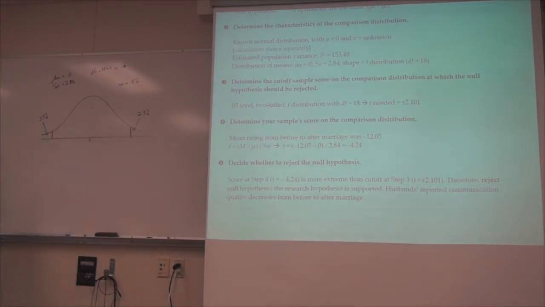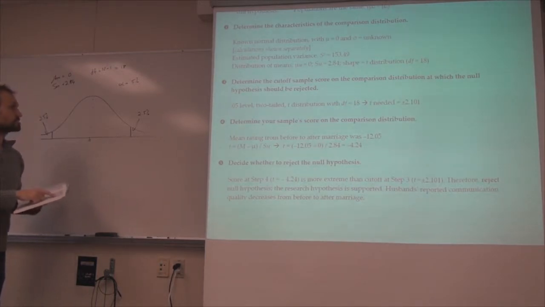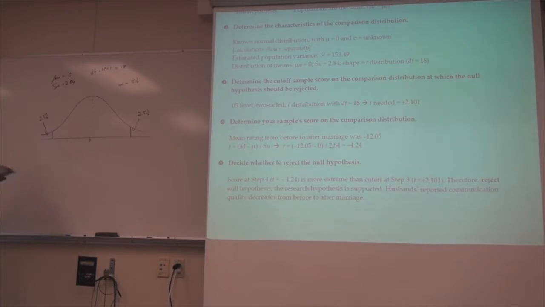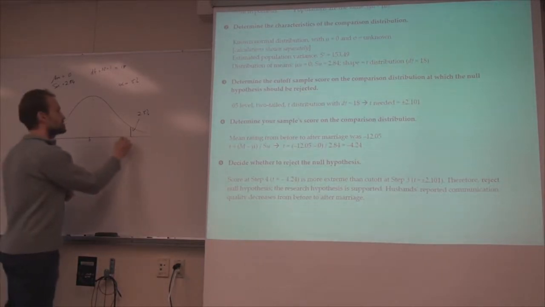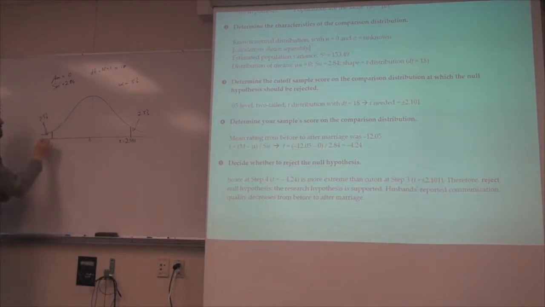I'm looking at a two-tailed test. So the right side, the middle column, two-tailed test for 0.05. Degrees of freedom is 18, and I get 2.101, which is what they get as well. So this is 2.101. That's T. Negative 2.101. The t-score.